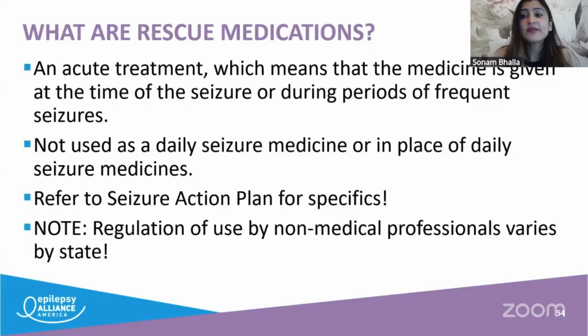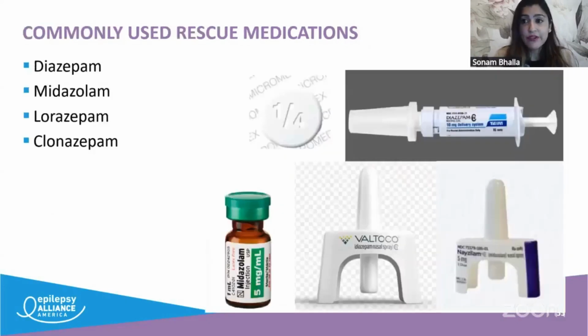This is a medicine for as-needed use only because it's not a daily medication. It's not a replacement of a daily medicine. And these are regulated medications, so they can only be prescribed by healthcare providers. They belong to the family of medications called benzodiazepines, and they are quick acting. They abort the seizure very quickly. There are different types. So there is diazepam, midazolam, lorazepam, clonazepam. You can see they all sound similar.